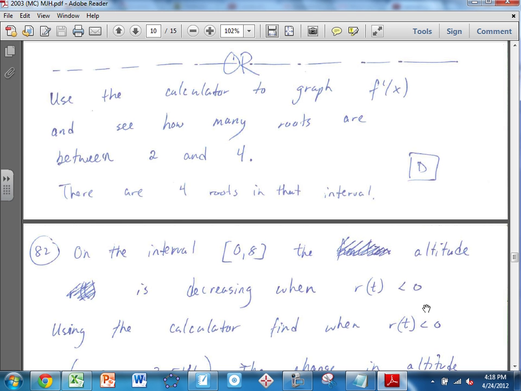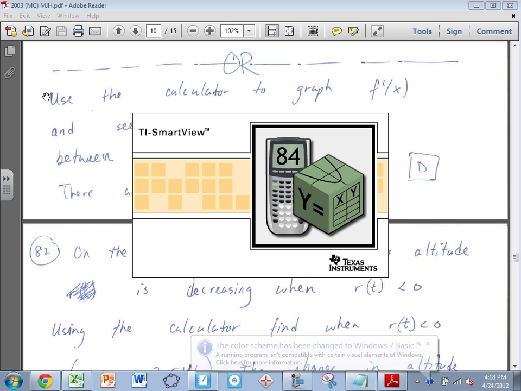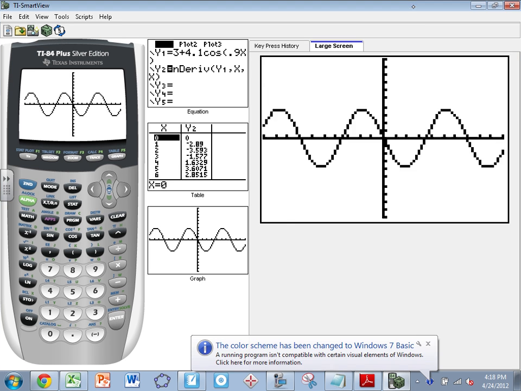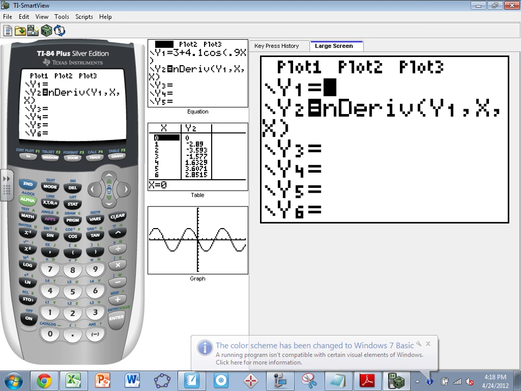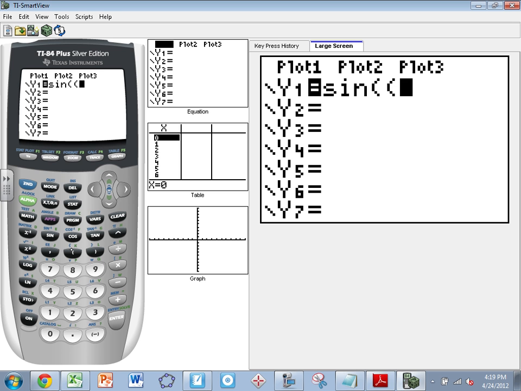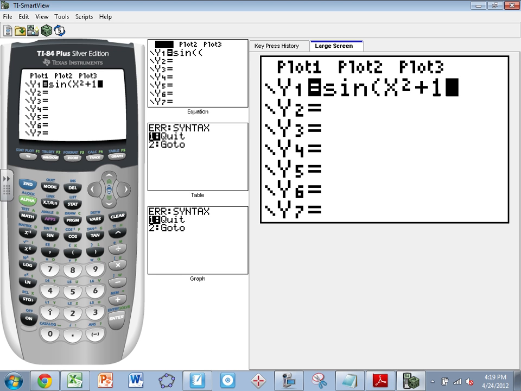I'm going to do it together so we're all clear. Again, not intersections, but roots: intersections of the x-axis and the curve. There's no other function for this to intersect with, that's why I'm saying not intersections. So I go here and plug in sine, parentheses, x squared plus 1, close parentheses.